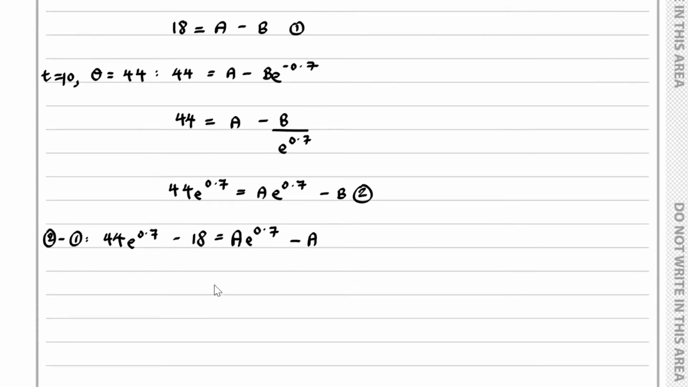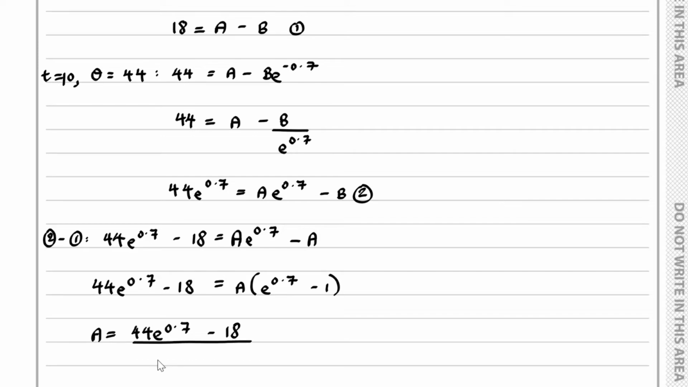So on the right hand side we can factorize out an A. We have A lots of e to the 0.7 minus 1. So we have 44 e to the 0.7 minus 18 equals A lots of e to the 0.7 minus 1. And if we rearrange, A is equal to 44 e to the 0.7 minus 18 divided by e to the 0.7 minus 1.